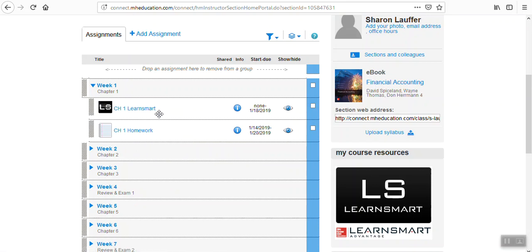The Learn Smart assignments are a smart book assignment, so it's going to walk you through the chapter, and there'll be some questions that you have to answer. My main advice for that is to make sure you answer the questions. If you just go through the chapter and you don't answer the questions, you won't get credit for that assignment.